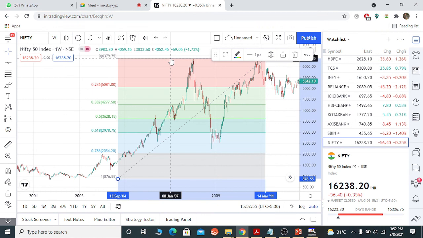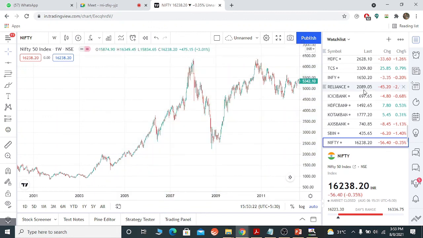Is it clear? How did I draw it and add it in the chart? Does anyone have any doubt in this? Okay, cool. So we'll move to the next thing now.